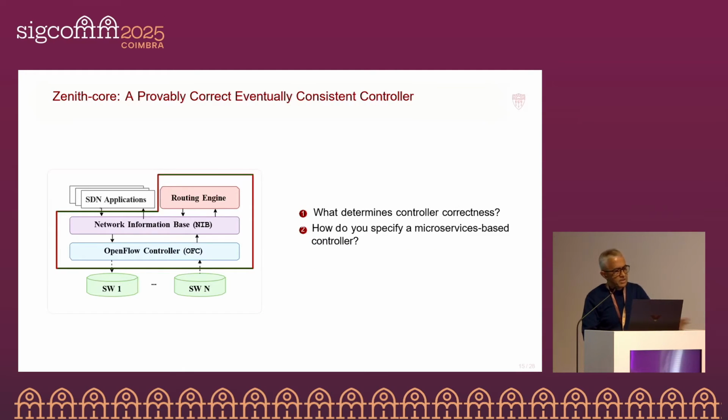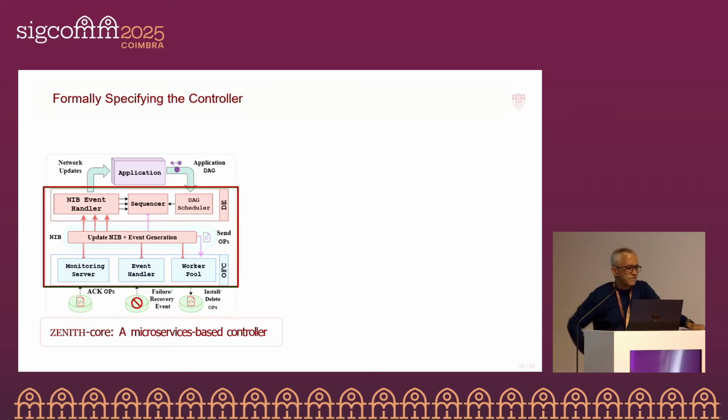Having done that, the second step is how do you actually specify a microservices-based controller? And to understand what that is, I haven't even told you what our microservices-based controller looks like. It's actually fairly complex, but the part that we're interested in, again, is within the box in red. And I won't go into most of the details, except to point out that it contains two things. It contains these microservices, each with individual components, all of which can execute concurrently.